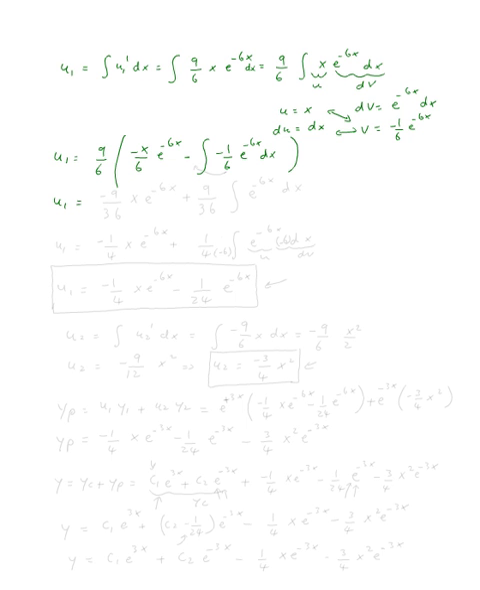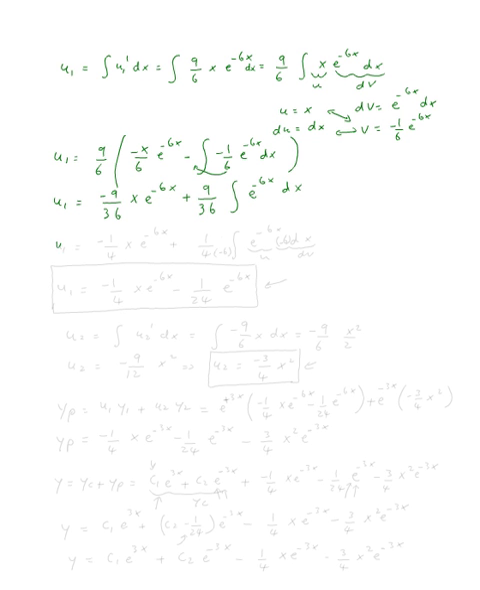So u1 is equal, I'm multiplying, 6 times 6 is 36. So minus 9 over 36x e^(-6x) plus, well, I'm going to take this outside, plus 1/6 and then multiply it by 9/6. So it's going to be plus 9/36 integral of e^(-6x) dx.